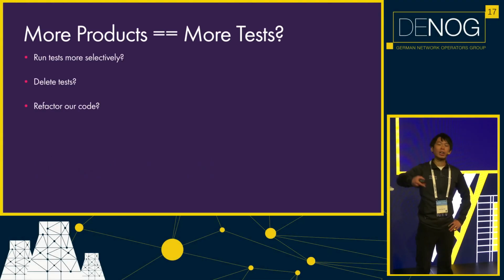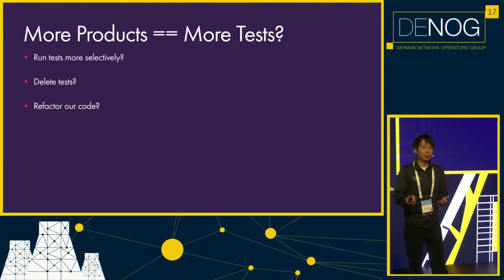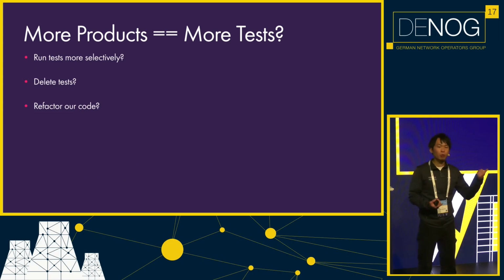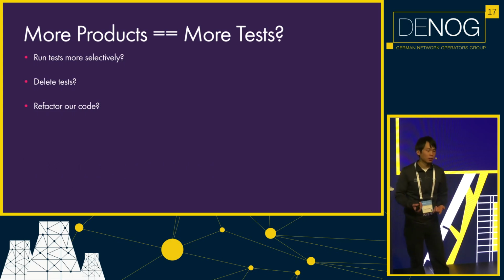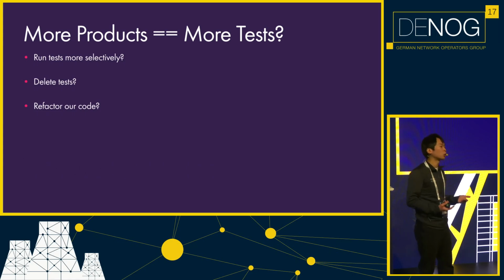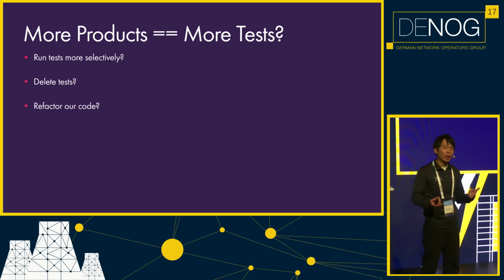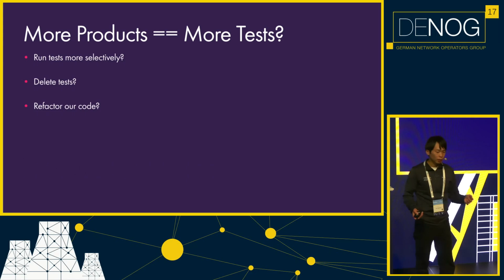Because we're going to want to have more products, more features. Doesn't this mean more tests? Well, kind of. But we can try to do better. So we don't have to run tests for everything every time we make a small change. Can we run our tests more selectively? Or can we just delete tests? Because sometimes people just keep adding stuff to it. But if you go back and review your tests, maybe you're like, oh, they're just testing for the same stuff. There's no need for it.